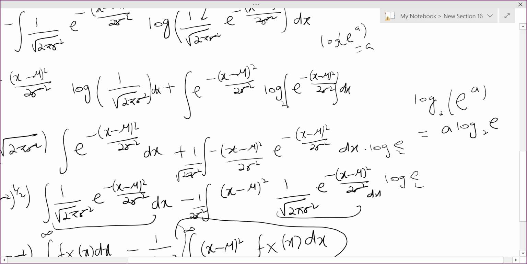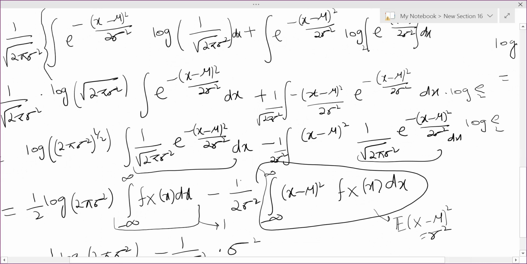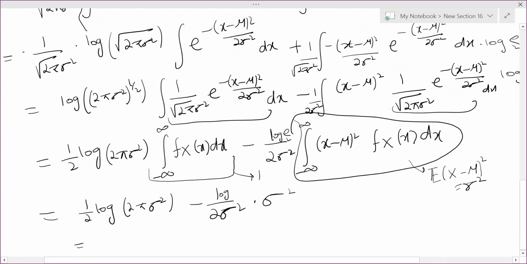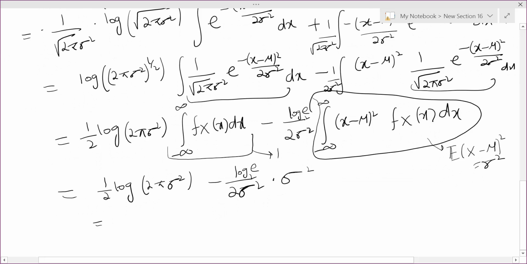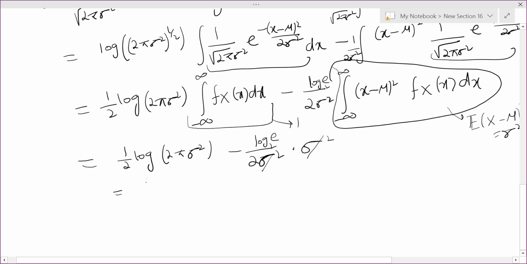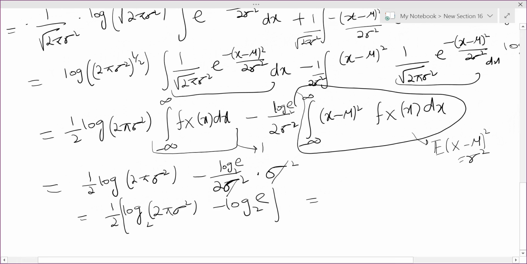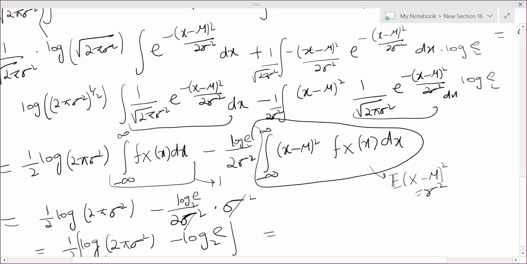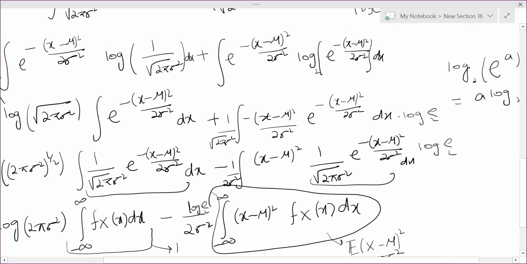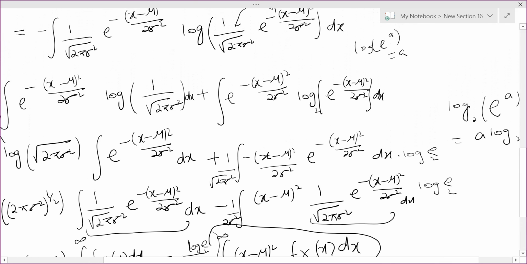Log e to the base 2. So that will come out here, log e to the base 2. So now sigma square gets cancelled out. So it is half log 2 pi sigma square minus log e. Both are to the base 2. So somewhere, oh, we have made some mistake. Let me be very careful.